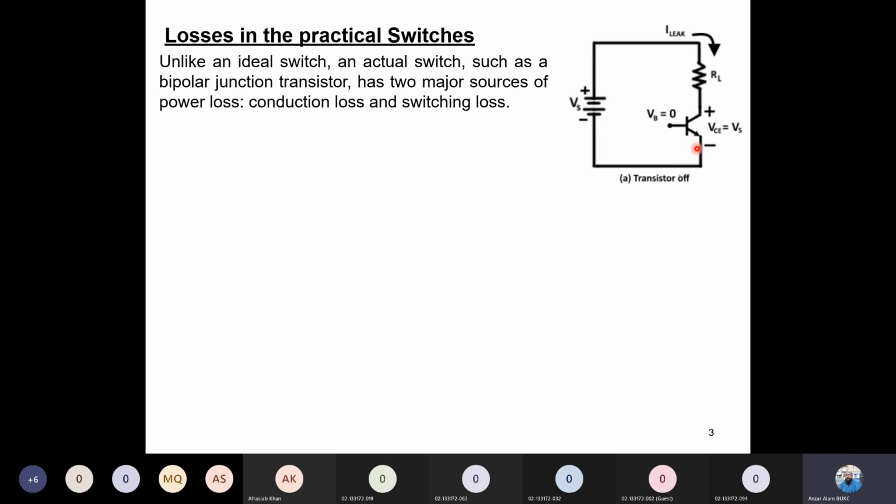But this is not an ideal switch. There is no air gap here; between the transistor's collector and emitter, the material is present. How much current will flow through this material? When the transistor is off, the current flow will be I leakage. We know about this one. So when the transistor or the diode is off, there must be a leakage current.